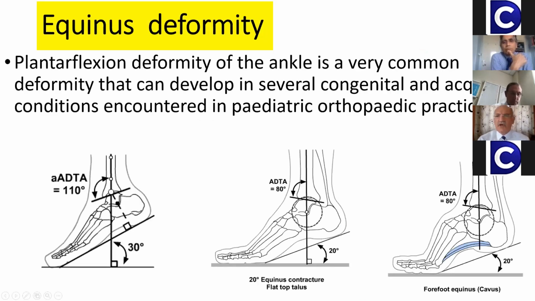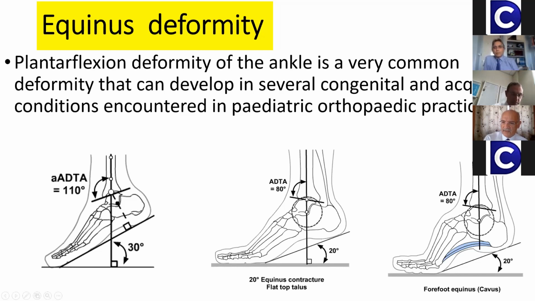We start with the most common deformity, the equinus deformity. Plantar flexion deformity of the ankle is a very common deformity that can develop in several congenital and acquired conditions in pediatric orthopedic patients. And you see in these diagrams, this is an equinus deformity. But where is the apex of the deformity? The apex of the deformity lies in the distal tibia. Again, this is an equinus deformity, but the lesion or the deformity lies in the joint itself.